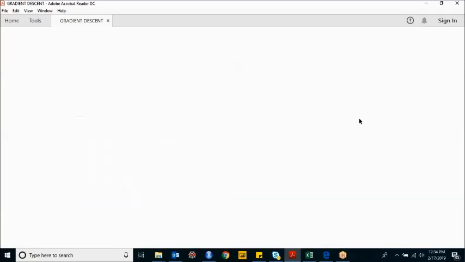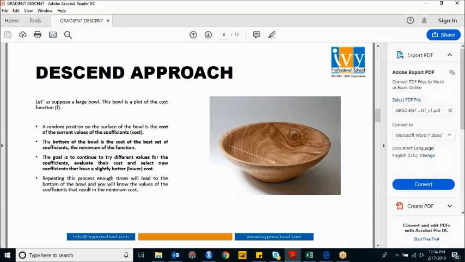So if you see this bowl, again, this is just an intuitive understanding. At the bottom of the bowl is your minimum cost function. And let's say you are at the initial top. At the initial top there is a cost you are paying, which means there is an error. But if you keep on iterating and reach the bottom, then the error is minimized, and this is called gradient descent.